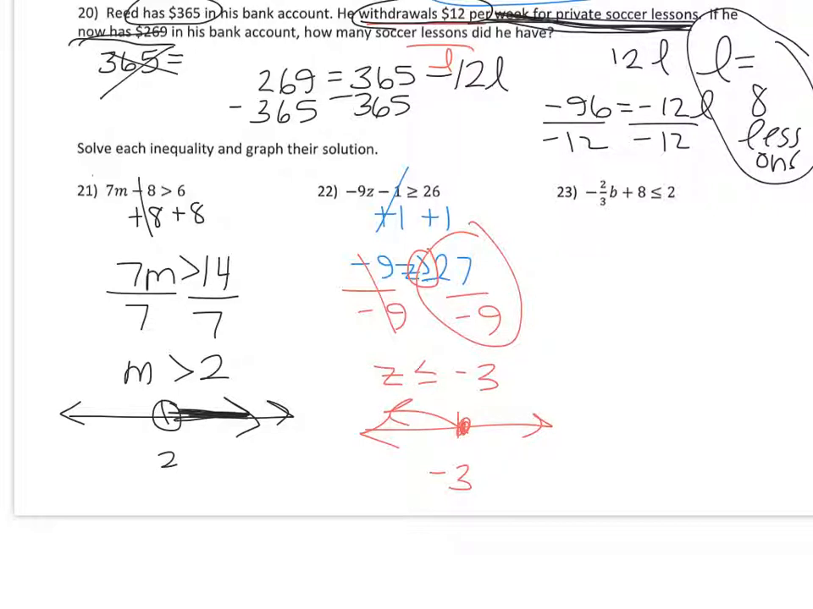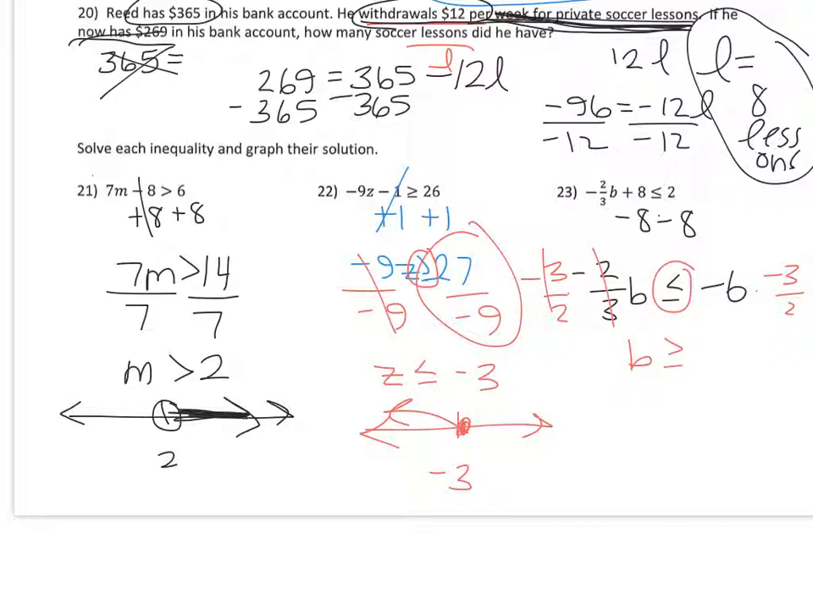And then the last one, you subtract 8 from each side. So it's negative 2/3 b less than or equal to negative 6. Now you're going to multiply both sides by the reciprocal, which is negative 3/2. This cancels. b is greater than, we have to change it because we're multiplying by a negative. Negative 6/1 times negative 3/2 is positive 9. So you make a closed dot at positive 9, and greater than or equal to is going to the right.